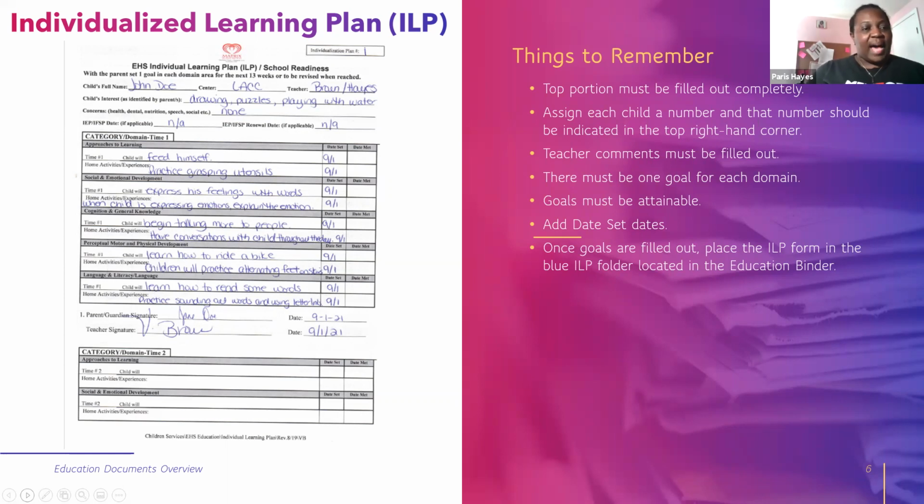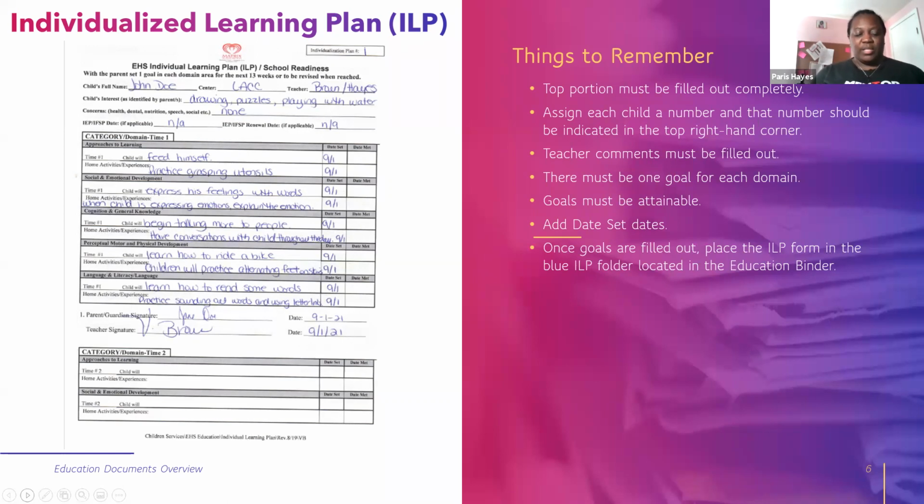If the child has an IEP or IFSP, if you are aware that the child has one, then you will complete that information. If you're not sure at that time, put NA. You can always follow up with your disability specialist to find out if the child has an IFSP on file. If so, just cross out where you put NA and put the dates that apply.